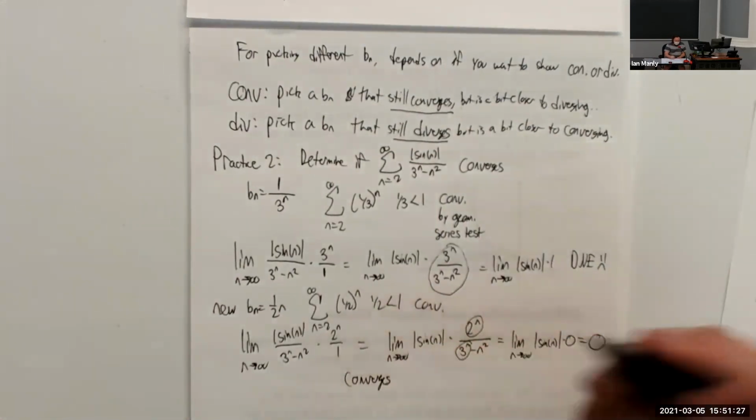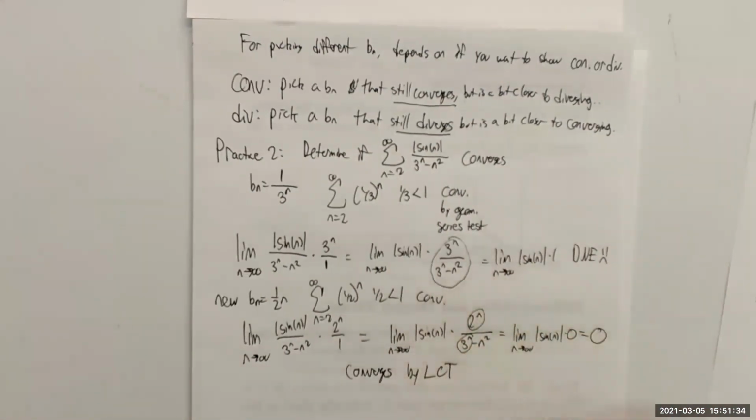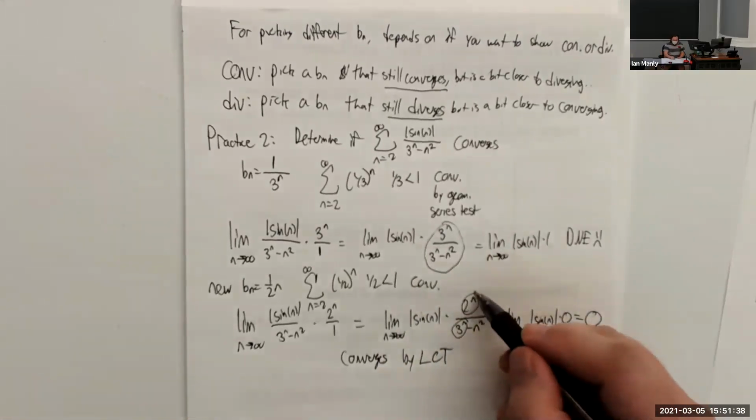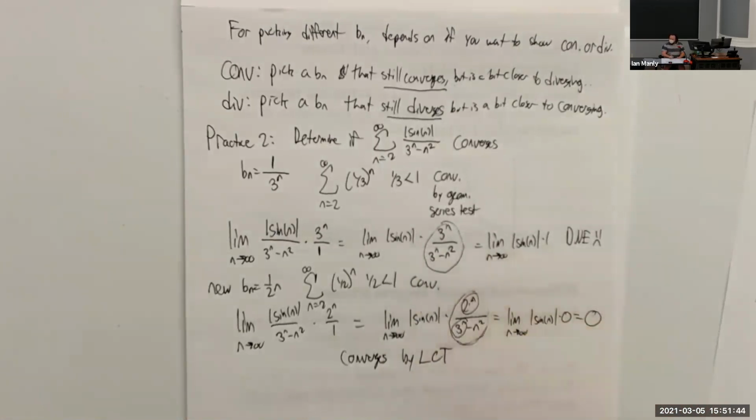All right, so that's more practice with a non-obvious Bn. Okay, now I want to go over one more thing. How do we get 0 again? It's because this limit is 0 here. We have 2 to the n over 3 to the n. 2 to the n is a weaker function than 3 to the n is.